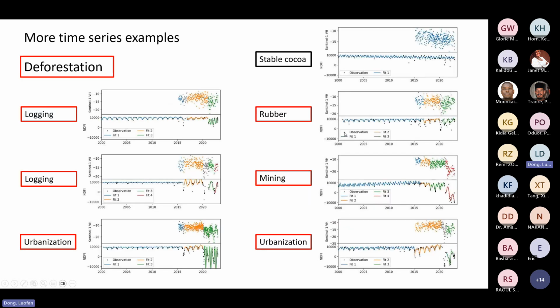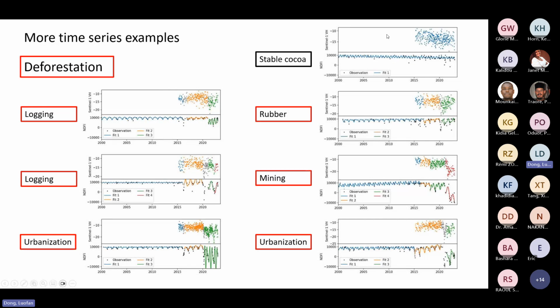And then I'm showing more examples. Like here is a logging activity, and then we see 2 changes. And Sentinel-1 is also shown on the top panel. Other examples like another logging activity, urbanization. This is the example I just showed. And then there's mining activities. This is quite interesting because before the mining actually happened in 2022, there was multiple logging ahead of time. And then there is a forest change to rubber, and there is a stable cocoa.